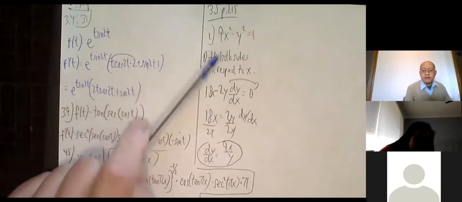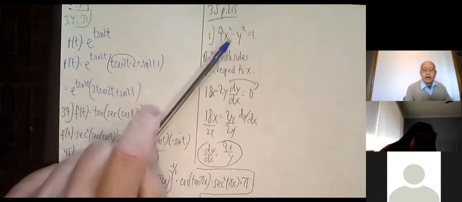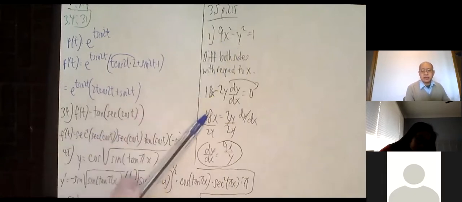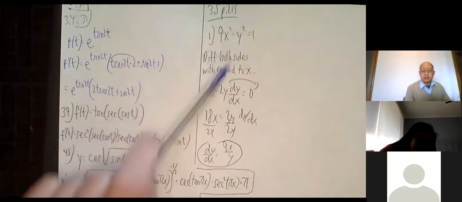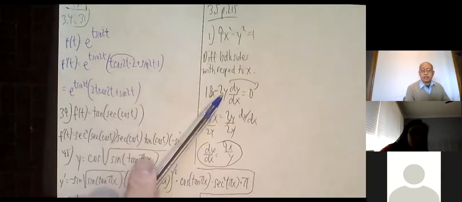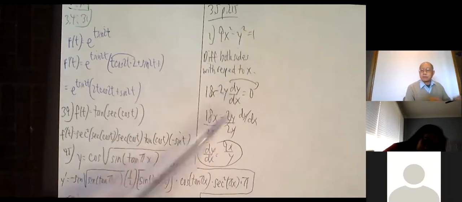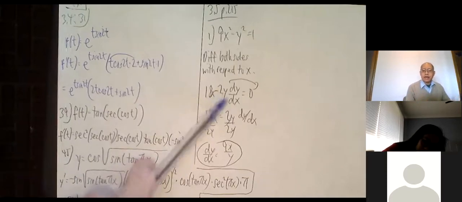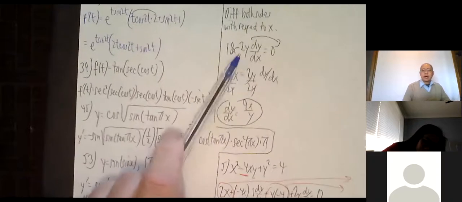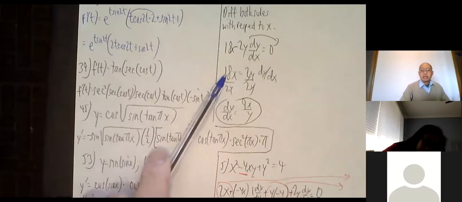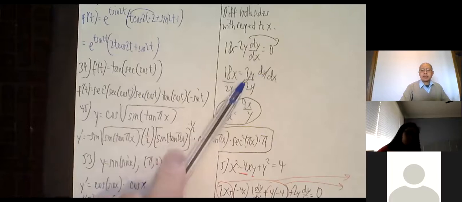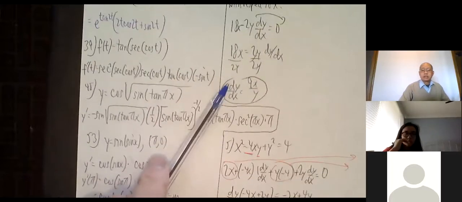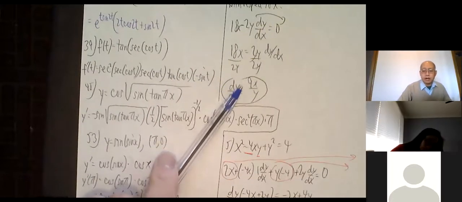If you have a y involved, negative 2y, y is a function of x implicitly. We can't write it as a function, but implicitly it's a function. So by the chain rule, you have to multiply by y prime or dy dx. Again, for now, I want you to write dy dx. Now it's just algebra. Add this to both sides. 18x equals 2y dy dx. Divide both sides by 2y. So dy dx is equal to 9x over y.